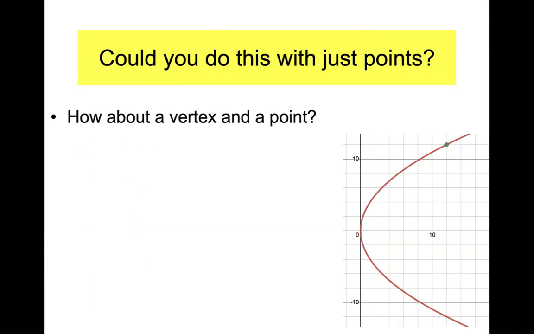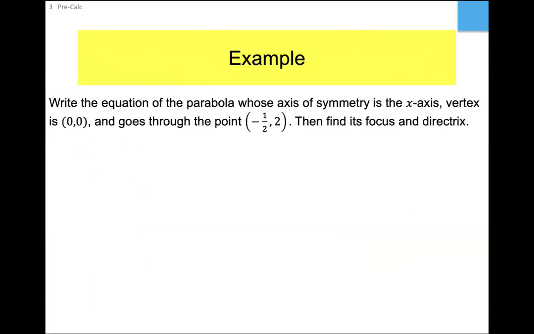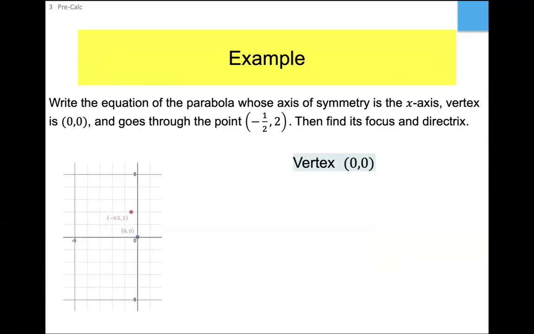All right, so if you know the vertex and you know a point, can you write the equation? You sure can. Well, let me show you how it's done. So it says write the equation of the parabola whose axis of symmetry is the x-axis. The vertex is at (0, 0), and it goes through the point (-1/2, 2). It also says find the focus and directrix. Okay, so let's see what we got. We got the vertex is at (0, 0), and we also have a point on the parabola. If I drew that right there, you have two possibilities. Either that opens up or it opens to the left. Two possibilities, because the blue dot right there is the vertex.